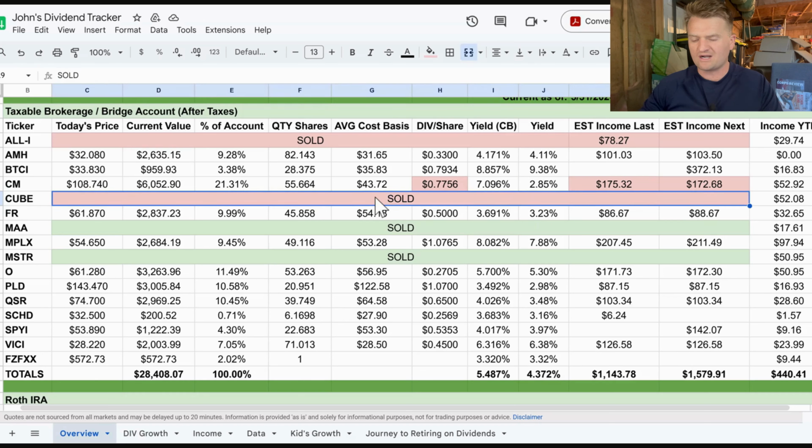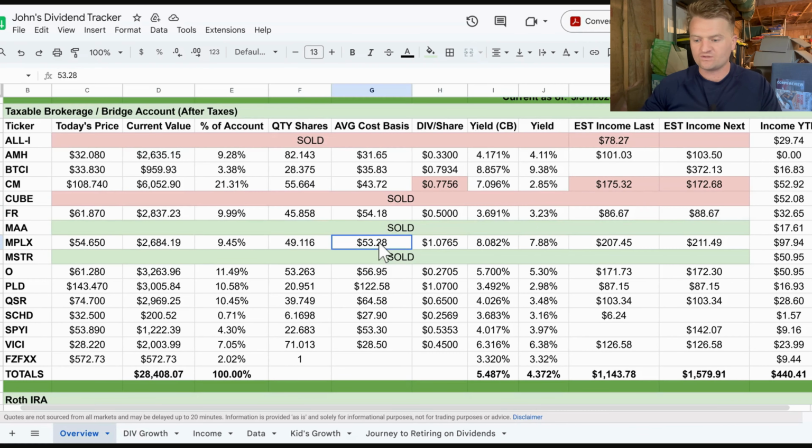We sold CubeSmart. I think that's a new one. Sold them because they weren't up to snuff. So moved on from them. FR is still there. Sold them recently. MPLX, I continue to love them. They're a fuel or oil company. They pay distributions, which are returns of capital, which aren't taxed regularly. So that's why I like to keep them here.